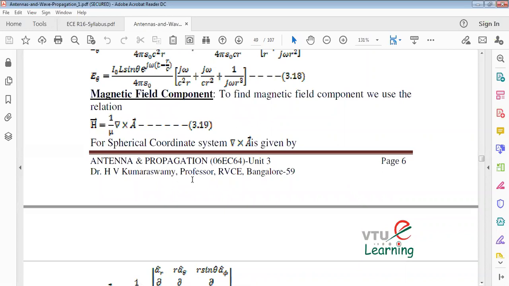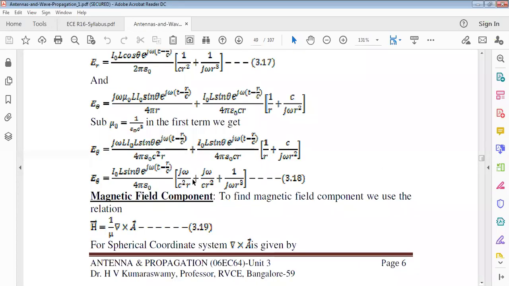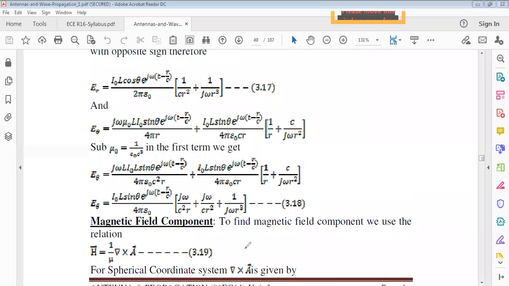See here, B equal to del cross A. Okay, but already you know B equal to mu H. From this, H equal to 1 by mu into del cross A. Okay, del cross A. Already you know how to find del cross A or del cross E or del cross B.